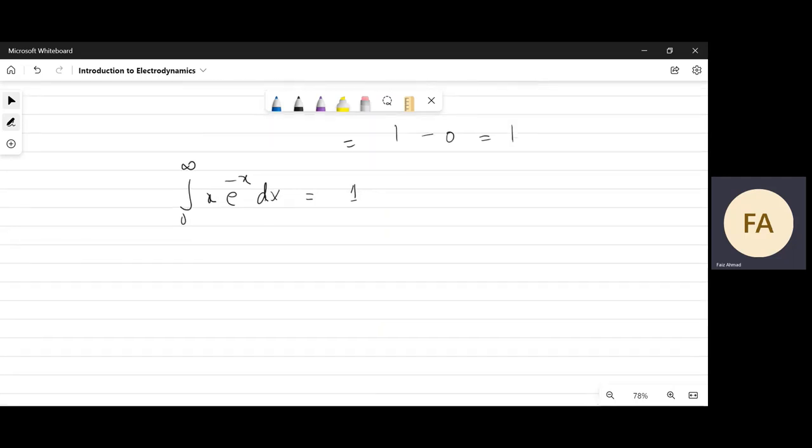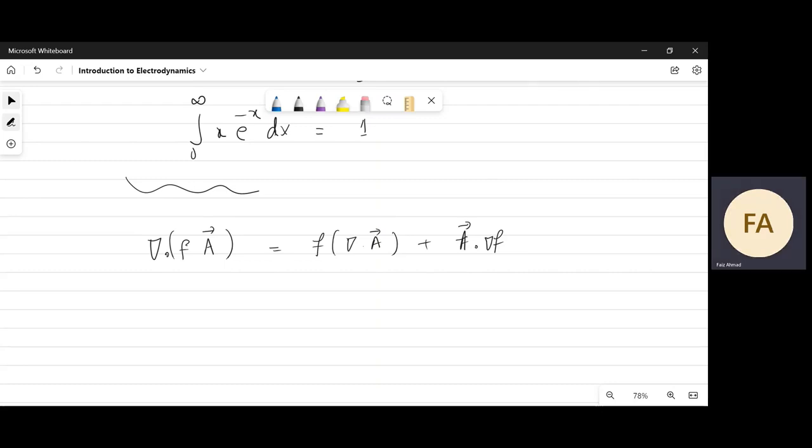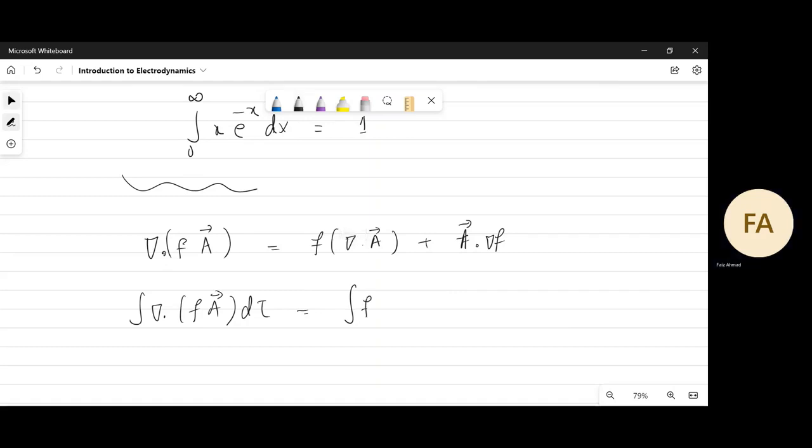In the same way we can exploit this for vector calculus products. Say we have del dot fA, where f is a scalar function and A is a vector. Then we know how to write it: f del dot A plus A dot del f. If we apply the volume integral, the integral of del dot fA d tau equals the integral of f del dot A d tau plus the integral of A dot del f d tau.